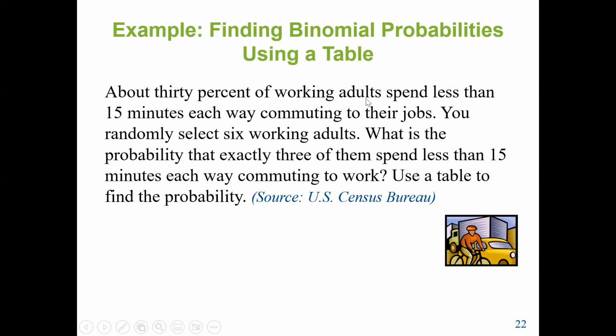About 30% of working adults spend less than 15 minutes each way commuting to their jobs. You randomly select 6 working adults. What is the probability that exactly 3 of them spend less than 15 minutes each way commuting to work? Use a table to find the probability. So again, we can use the table in our textbook based on the question. N will be 6 because there are 6 working adults. P will be 0.30 because about 30% of working adults, so P is 30%, and X will be 3.